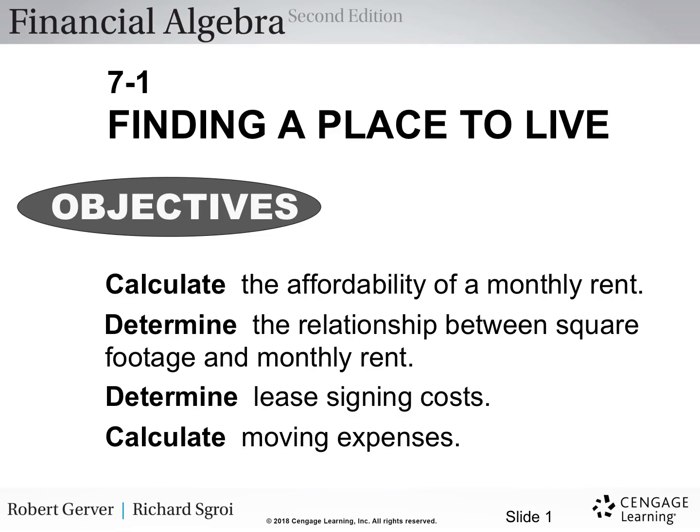This is section 7-1, Finding a Place to Live. The objectives of this section are to calculate the affordability of a monthly rent, to determine the relationship between square footage and monthly rent, to determine lease signing costs, and to calculate moving expenses.